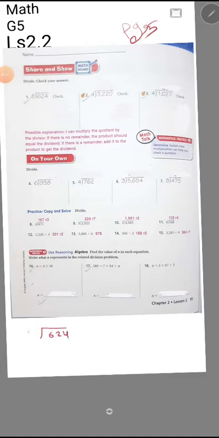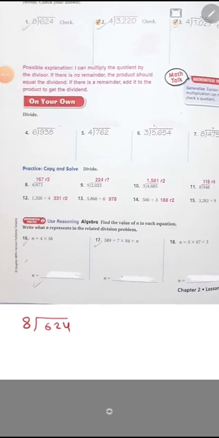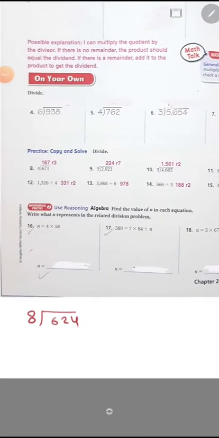624 divided by 8. Now look, if you want to find the place of the first digit, the first digit right here is the hundreds digit. Can you divide it by 8? No. So I will take the tens, so the first digit will be a tens digit, okay? Let's find the answer. Now 6 divided by 8, I can't divide 6 by 8, so I will take 2 with it. It will be 62 tens.